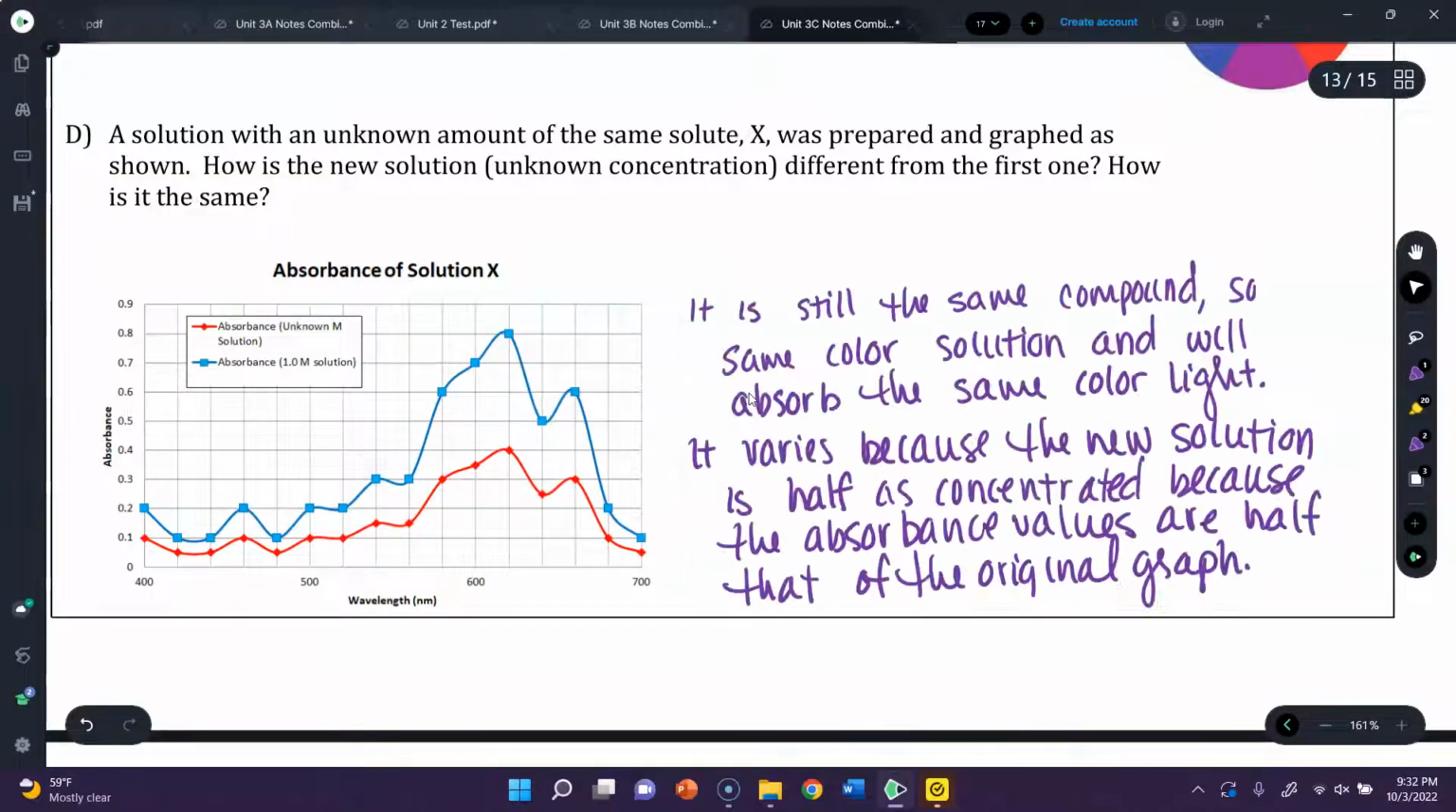Okay, so you should have gotten that these are still the same compound because the shape of the graph is still the same. So they should have the same color solution and still absorb the same color light. These are different because the new solution is half as concentrated, because the absorbance values are half of the original graph, and you can go through all of them and check, but checking a couple points, 0.2 to 0.1, 0.8 to 0.4, so all along this it's half.